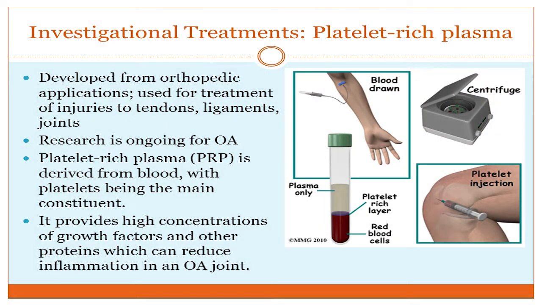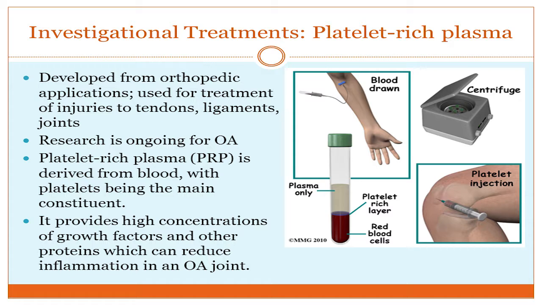So first we will talk a little bit about platelet-rich plasma. Again, this was initially developed for orthopedic applications. It's used to treat injuries to tendons, ligaments, and joints, and there is research now that's ongoing to see if there's benefit in more chronic joint conditions such as osteoarthritis. So platelet-rich plasma is derived from a patient's own blood, with platelets being the main constituent.